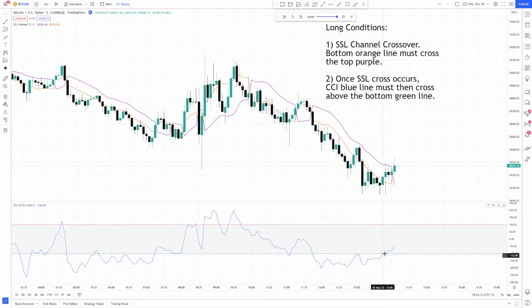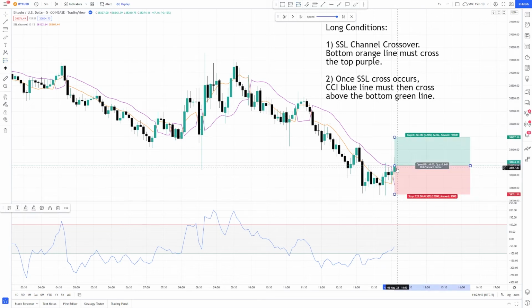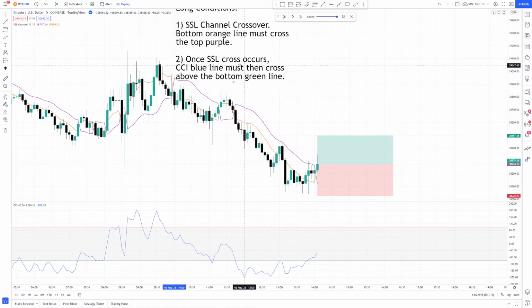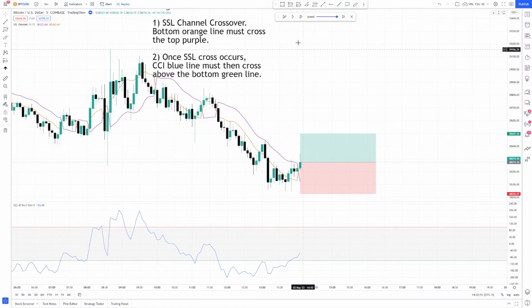And we can see that occur here, where we have the bottom orange line crossing above the purple and a CCI cross above the bottom green line. We'd be able to enter a trade here on the close of this candle with a stop just below the previous low. And we do not target a specific risk to reward ratio.